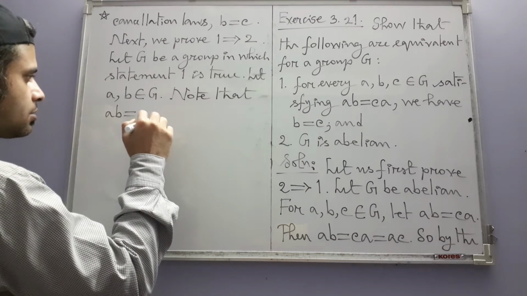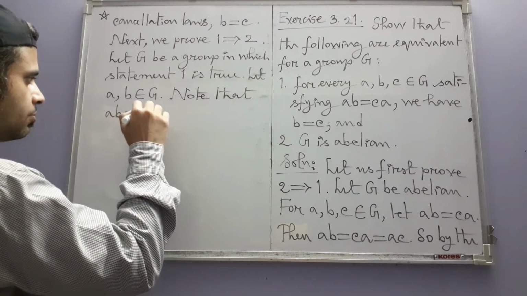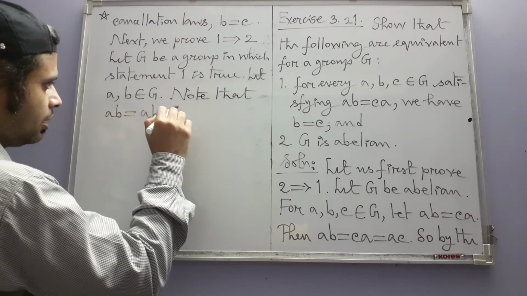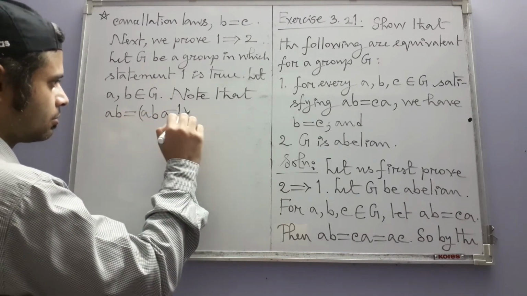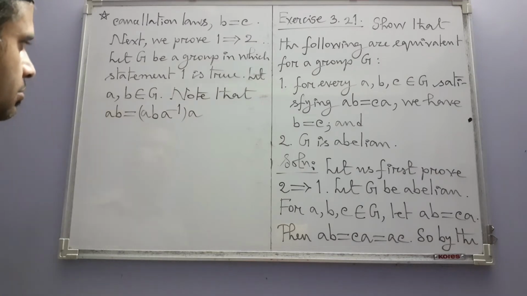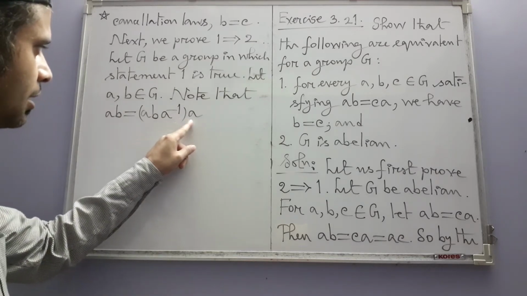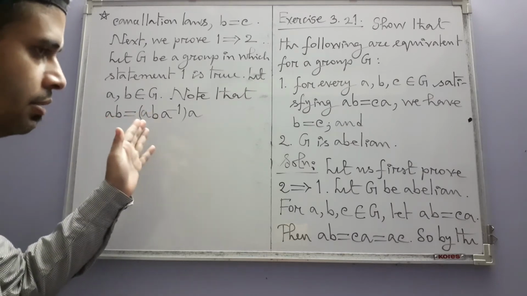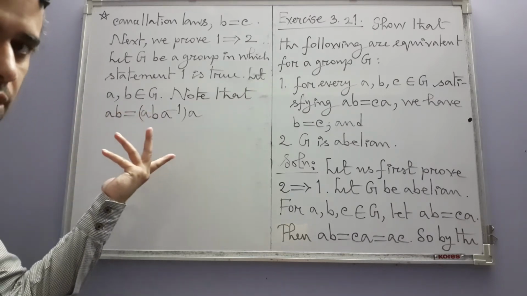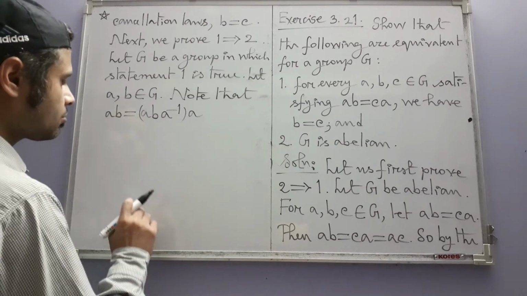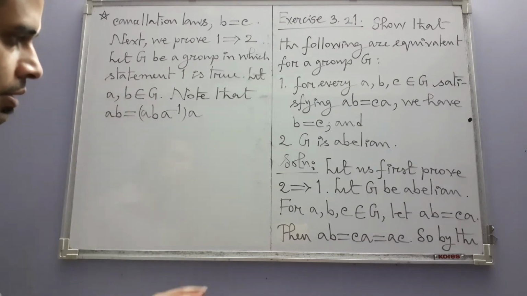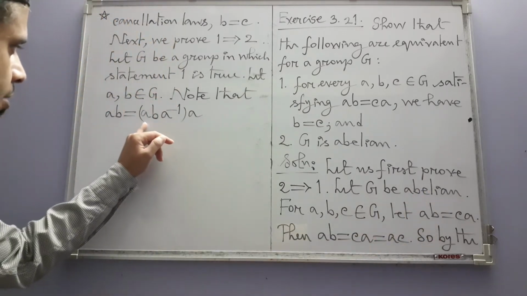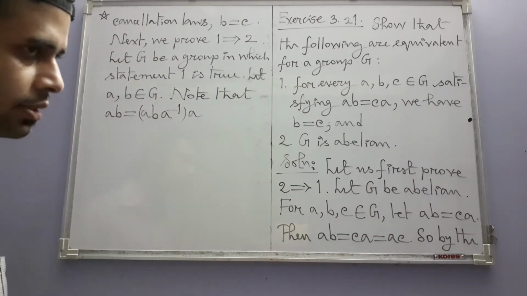A inverse BA. Okay, how about this? AB A inverse A. Then A inverse and A will give us E, which with AB will give us AB. Now look at this. It is like this equation, AB equal to CA. In place of C we have AB A inverse.